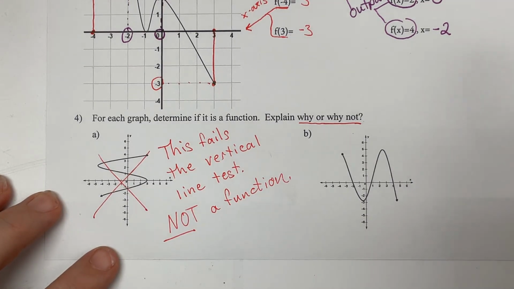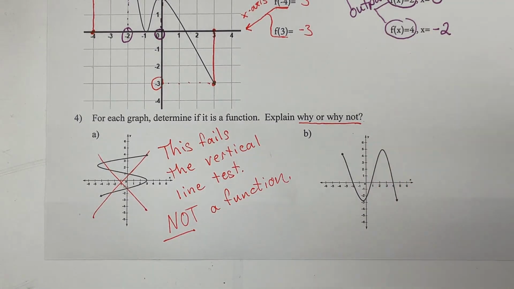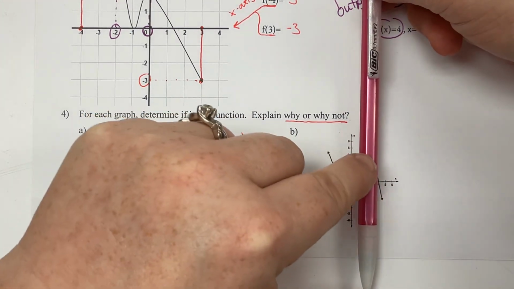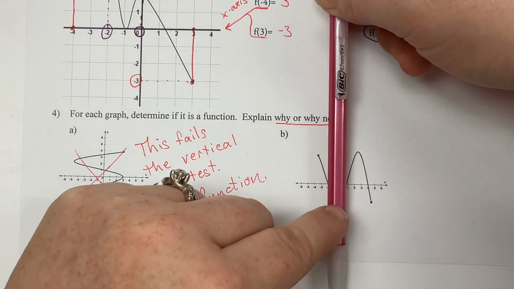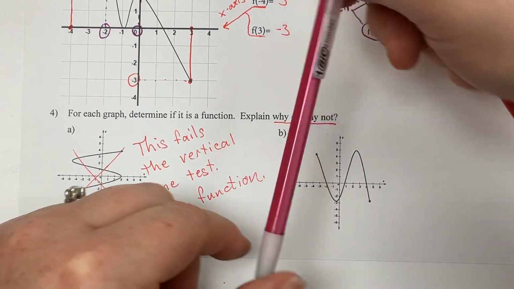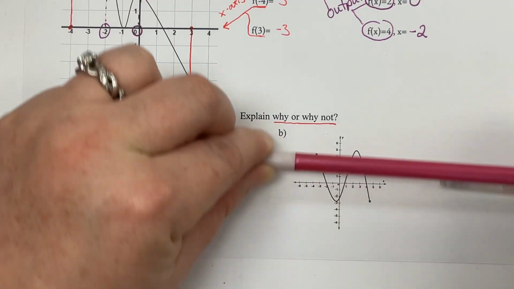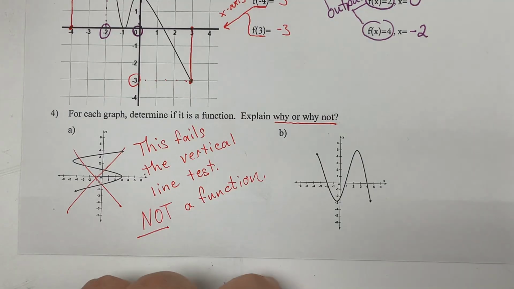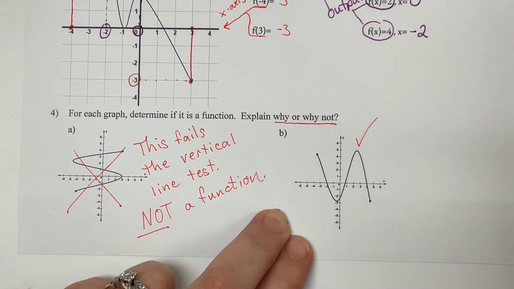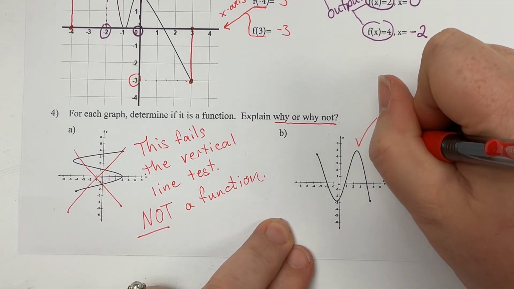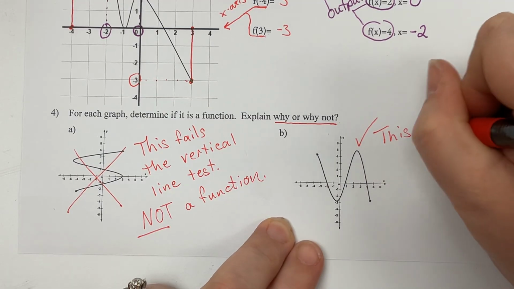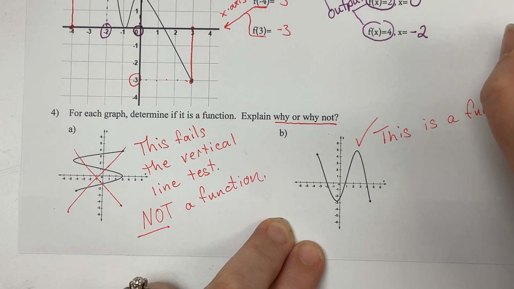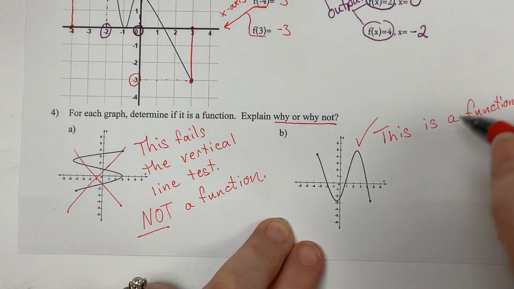Okay, let's look at this one. Does this pass the vertical line test? Let me get my skinnier one. See, it only touches once here. Here it's only touching once. Here it's only touching once. Only once here too. It doesn't pass this way, but it's not a horizontal line test. It's a vertical line test. So this is a function. I can spell, guys. This is a function.